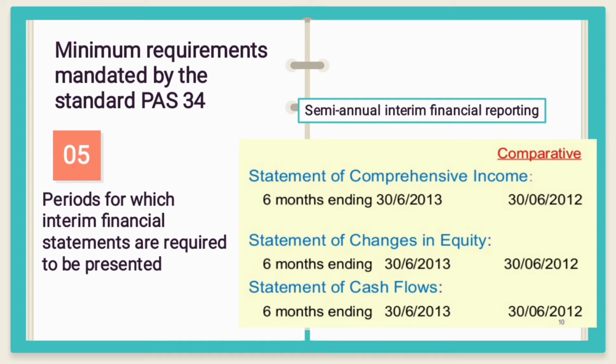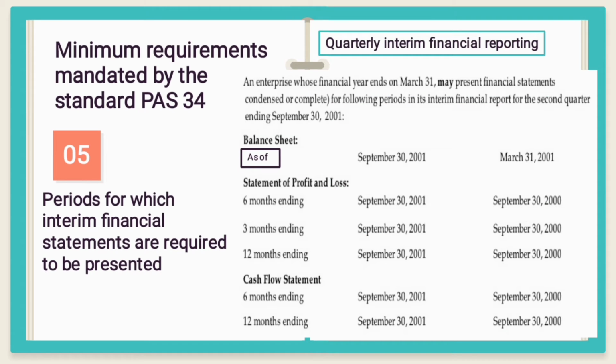Number 5. Periods for which interim financial statements are required to be presented. Example siya ng semi-annual interim financial reporting. Tapos, sa next slide, example naman siya ng quarterly interim financial reporting. Lagi nyo lang tatandaan na ang comparative statement of financial position ay ang pinaka-recent annual FS. Sa ibang FS naman, ang comparative ay presented on comparable year-to-date end period.